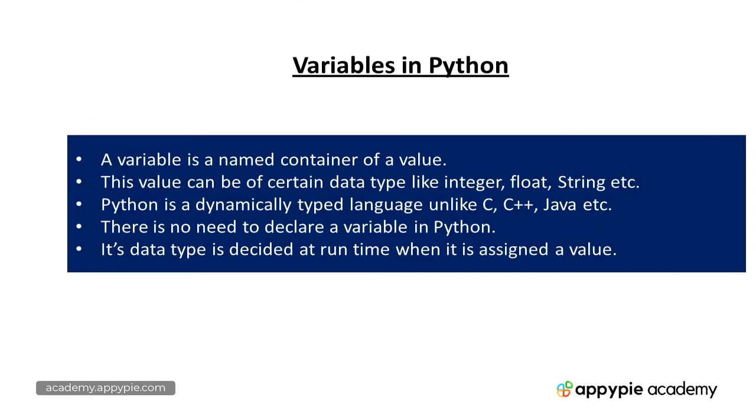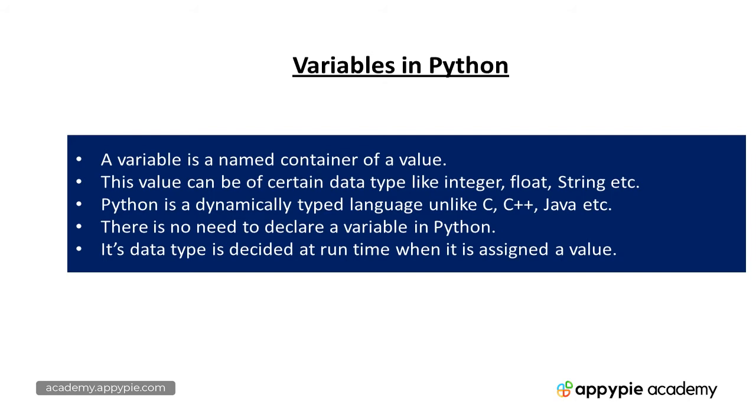As you might already be knowing, a variable is a named container of a value. So whenever we are supposed to contain a value somewhere in the memory location, it is stored under a variable name. This value can be of a certain data type like integer, float, string, etc. Now, Python is a dynamically typed language unlike C, C++, Java, etc.